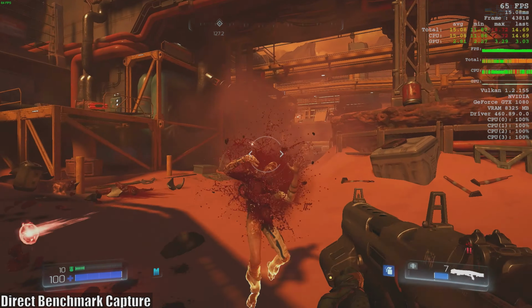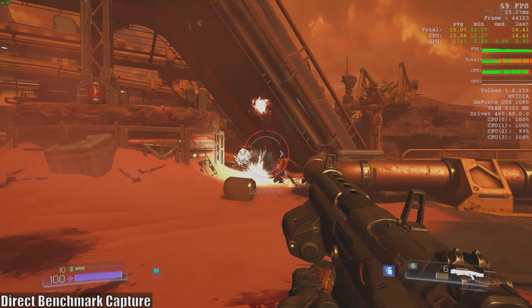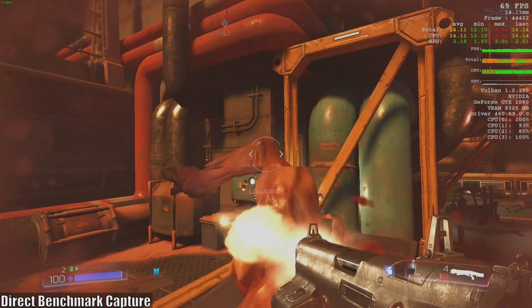It is a different story in OpenGL though, in which performance is awful. There is quite noticeable micro-stuttering throughout the entire mission, which only gets worse in the last part of the mission.